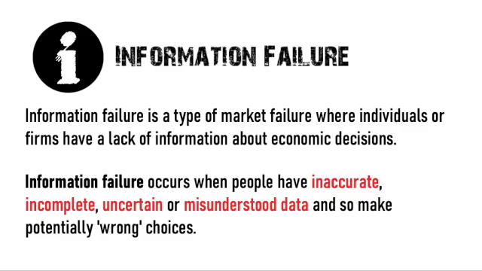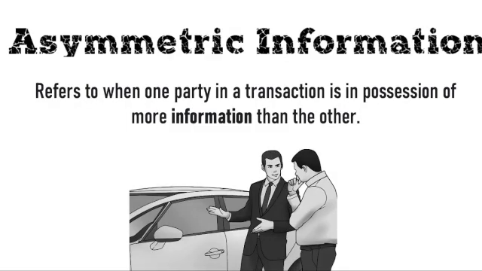1, the information is inaccurate. 2, it's incomplete. 3, the economic agent is uncertain about the information, or 4, they misunderstand the data that is presented to them. Because of all these four factors, or potentially one of the four, the economic agent potentially makes the wrong choice, which distorts the allocation of resources. What we're going to focus on in this video is asymmetric information.